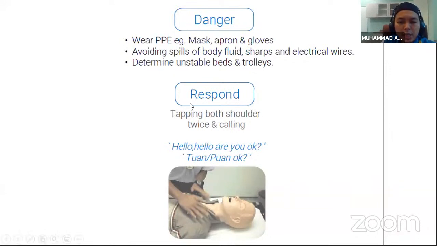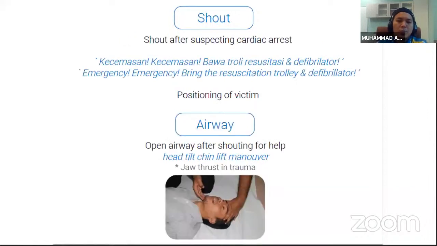And then check for response. Again, check for response first. Remember, after you check danger for yourself and your victim or patient, check the response first, before shouting for help. Tap the shoulder. Ask the patient, are you okay? Or, hello, are you okay? Okay, pakcik, okay ke tak? Anything, all right? Just check for any response.